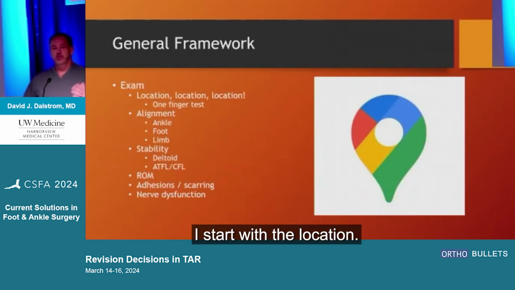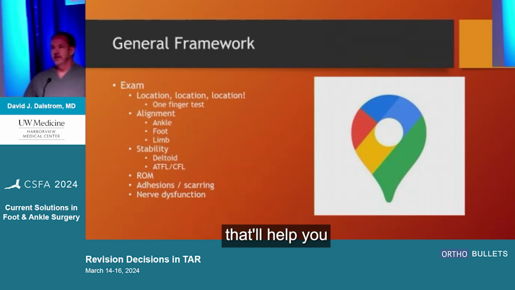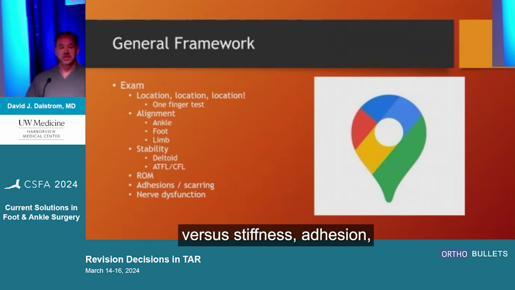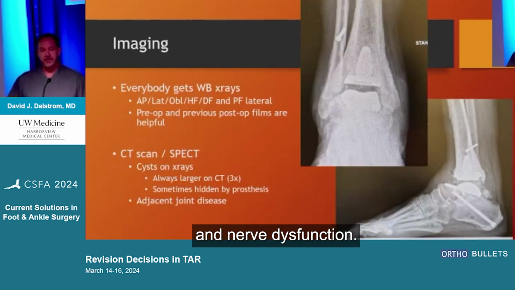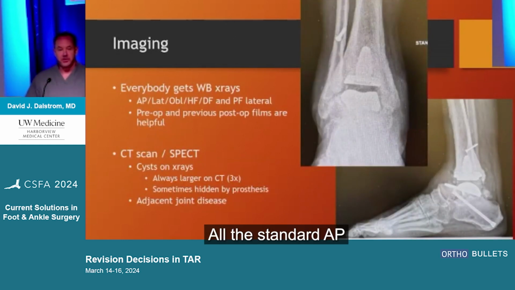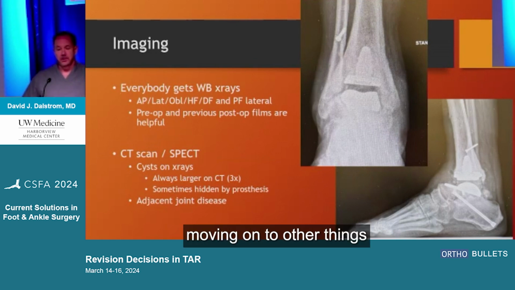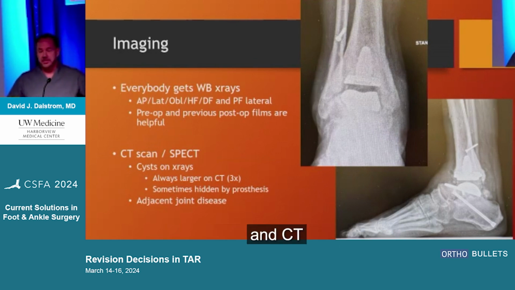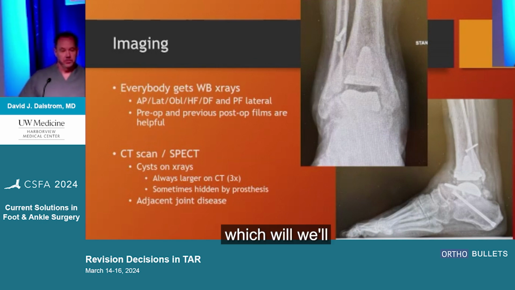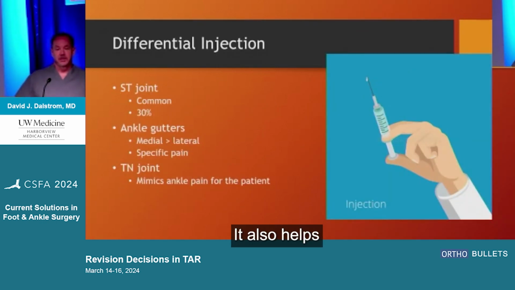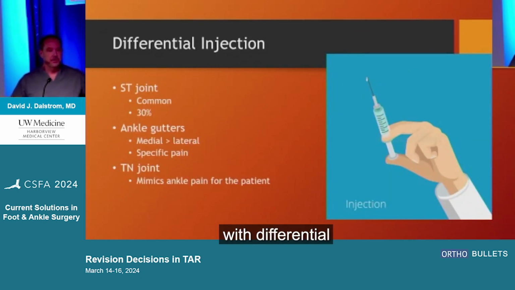In general, I start with the location. That's the most important thing. That'll help you differentiate gutter pain versus instability versus stiffness, adhesion, scarring, and nerve dysfunction. And of course, everybody gets imaging, all the standard AP, lateral, oblique, hindfoot, dorsiflexion, and plantar flexion views. And then moving on to other things like SPECT scans and CT scans on an individual basis, which we'll talk about next. It also helps evaluate adjacent joint disease with differential injection.